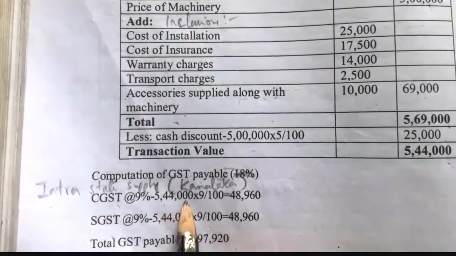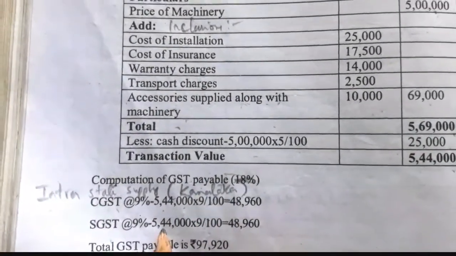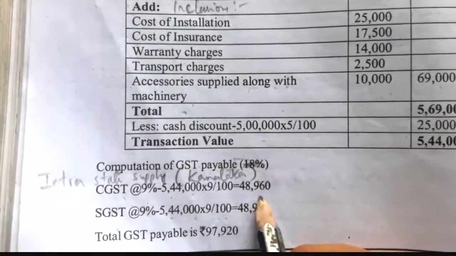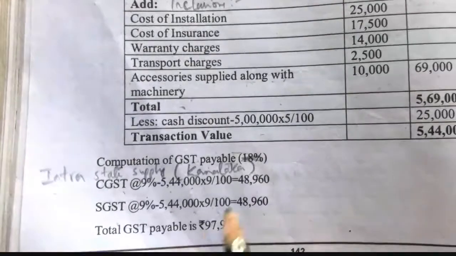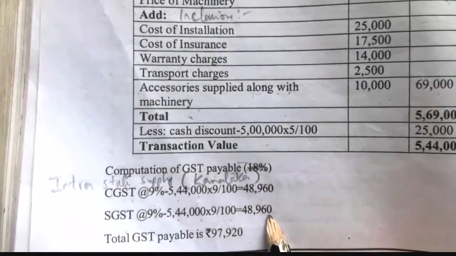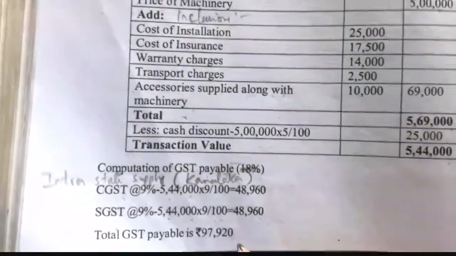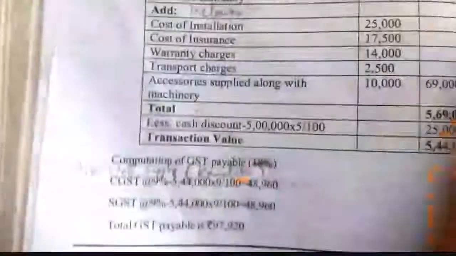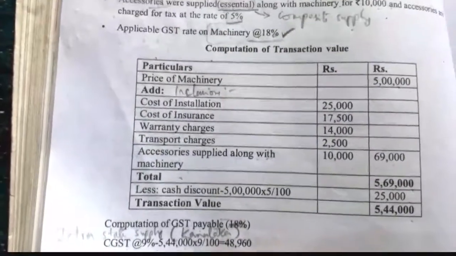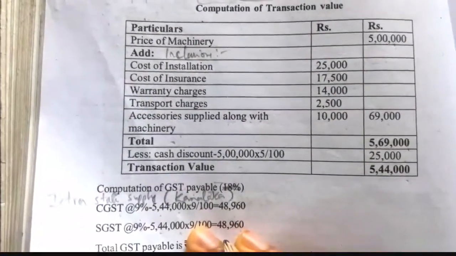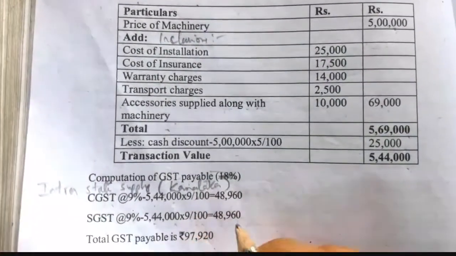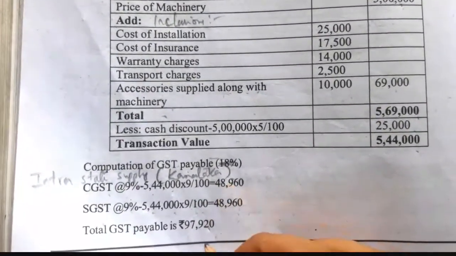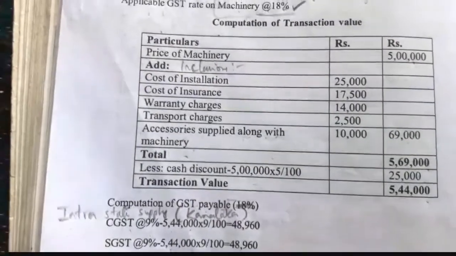That is 5,44,000 into 9%. It is equal to 48,960 each. So total GST payable, 48,960 plus 48,960, is equal to 97,920. This is the GST, which is revenue to the Karnataka government for the supply made within the state of Karnataka. So this tax revenue will be collected by the Karnataka state government. Total GST payable.